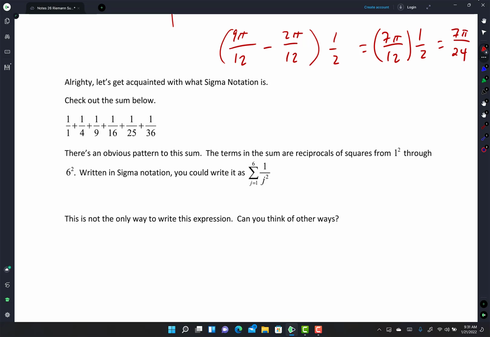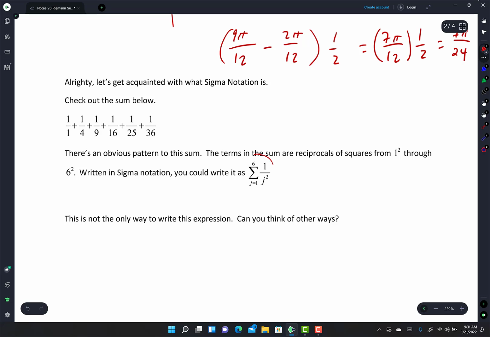So I have some sum. This is called a series. You can also call it a sequence: 1, 1/4, 1/9, 1/16, 1/25, 1/36. You can see there's something very obvious going on. In the bottom, it looks like you're just squaring. By bottom, I mean denominator. 1 squared is 1, 2 squared is 4, 3 squared is 9, 4 squared is 16, 5 squared is 25, 6 squared is 36.